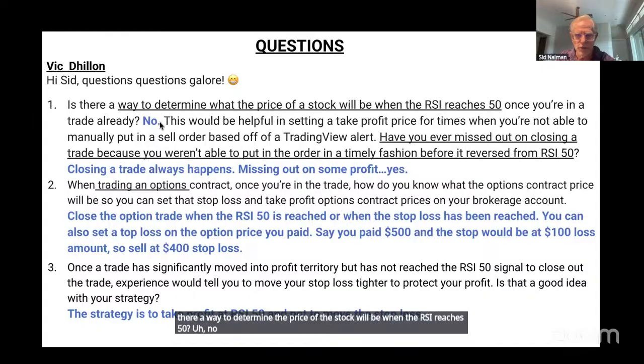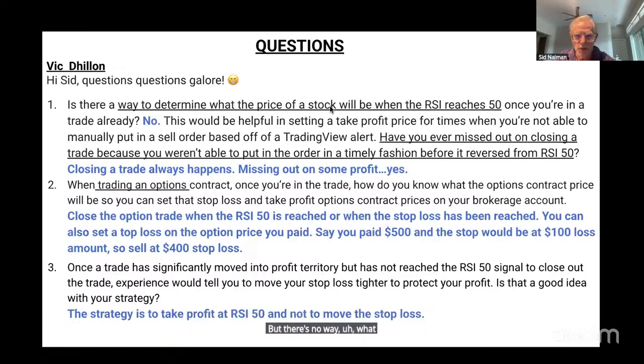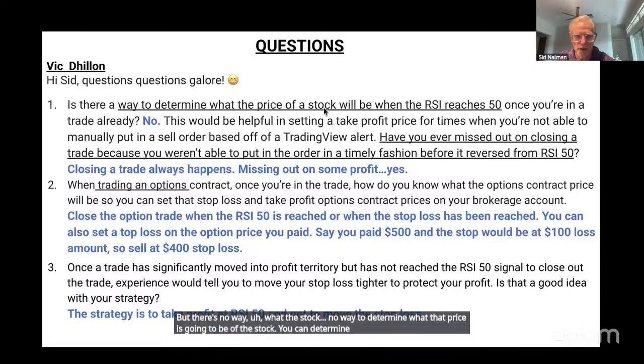No, you have to go in manually. You can get an alert that RSI reaches 50 or look at the chart, but there's no way to determine what the price of the stock is going to be. You can determine when it hits RSI 50, then you go in, whatever that price is, you sell.